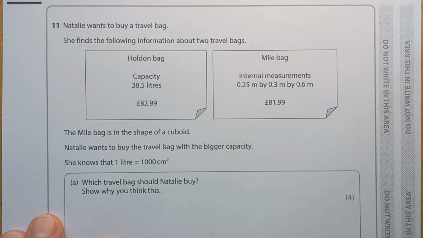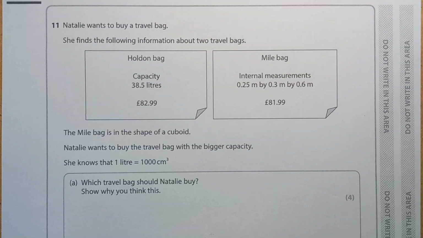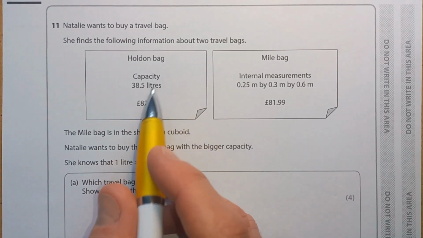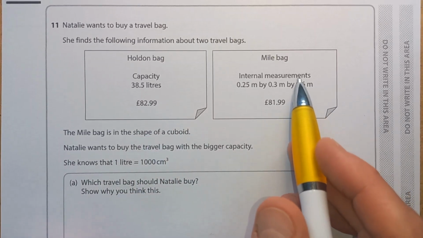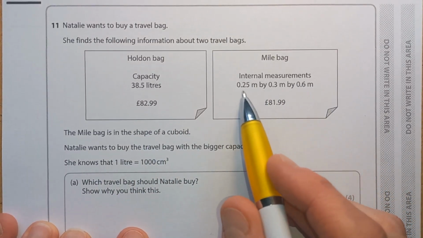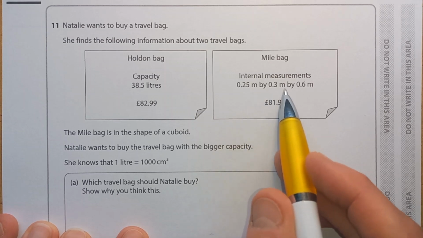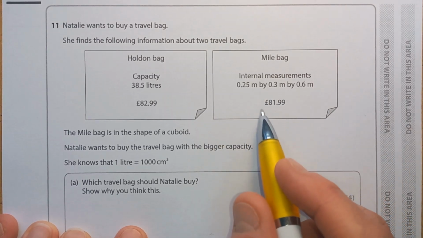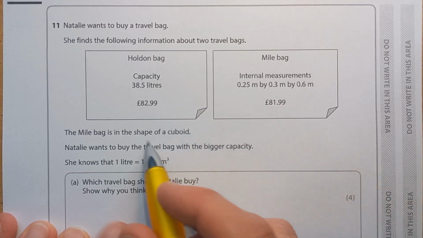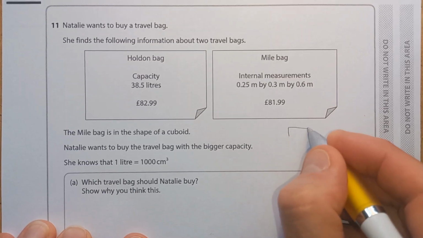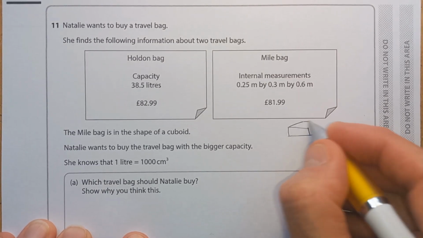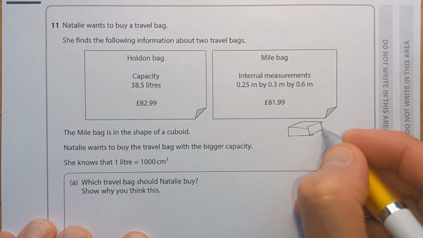Okay, question 11. Natalie wants to buy a travel bag. She finds the following information about 2 travel bags. We've got hold-on bag with a capacity of 38.5 litres and costs £82.99. And mile bag, the internal measurements are 0.25 metres by 0.3 metres by 0.6 metres. And that costs £81.99. The mile bag is in the shape of a cuboid. All right, so let's think about that cuboid. So that's like a 3D rectangle. Something like that.